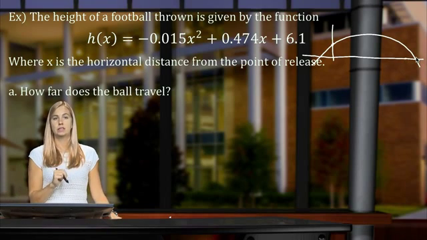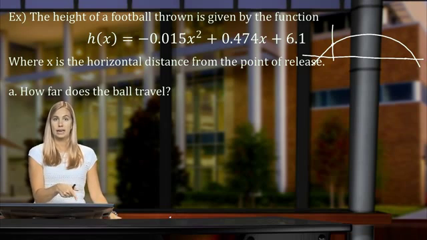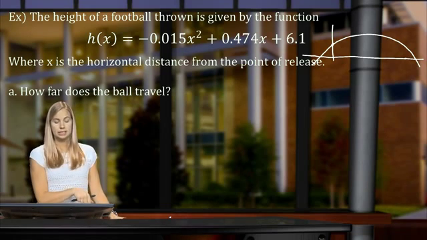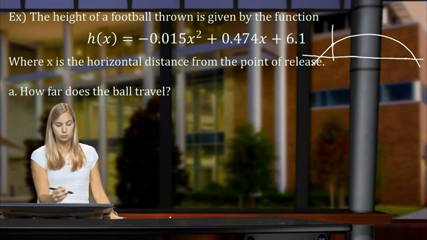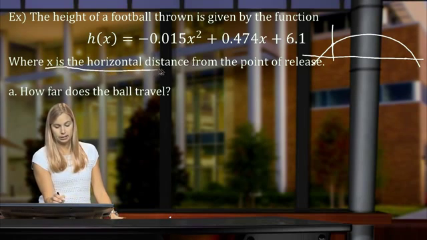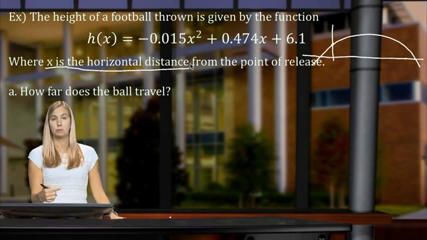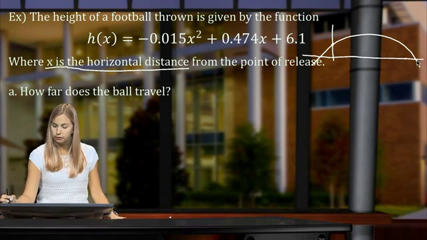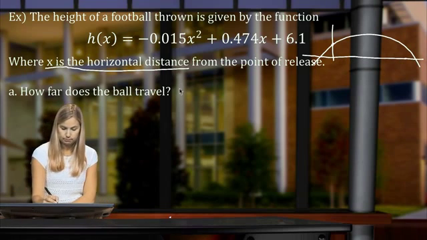Now, just knowing what this graph looks like can help us in identifying how we're going to answer these questions. The first one is, how far does the ball travel? Since x represents the horizontal distance from the point of release, that's going to indicate how far the ball traveled. So if I want to know how far the ball traveled, we need to find our x-intercept.